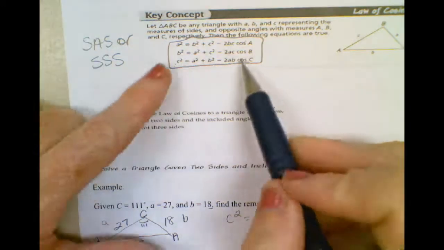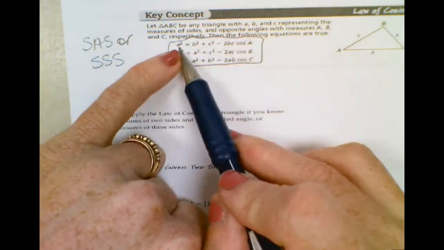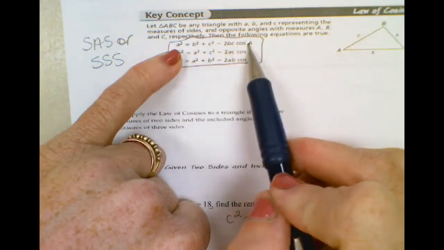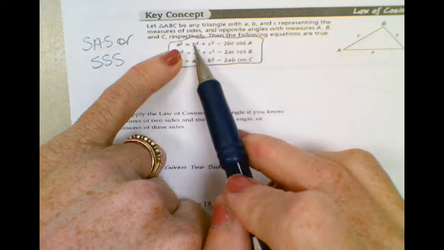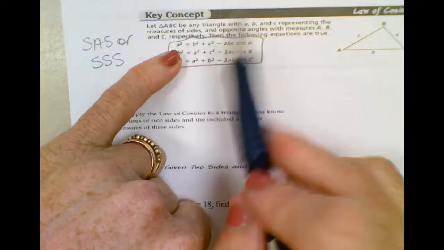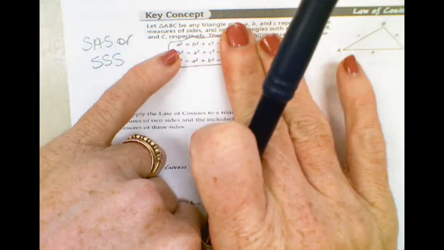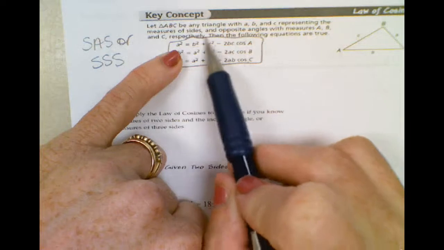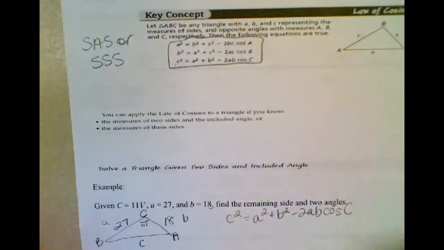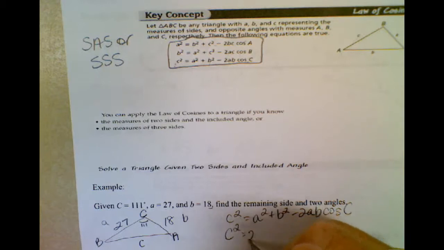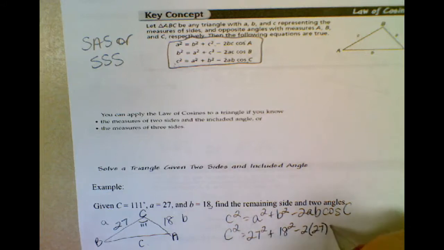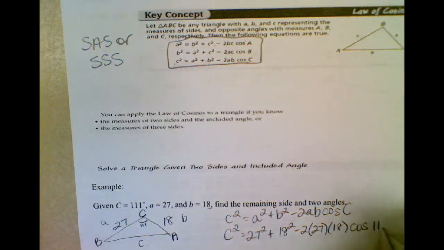What you'll notice with these formulas is that the side that you're solving for is also the cosine that you're using. Then you're just adding up the square of each of the other sides, so that should kind of look like a Pythagorean theorem to you, and then doubling the product of those 2 sides that you have. So in order to find C squared, I would have 27 squared plus 18 squared minus 2 times 27 times 18 times the cosine of 111.